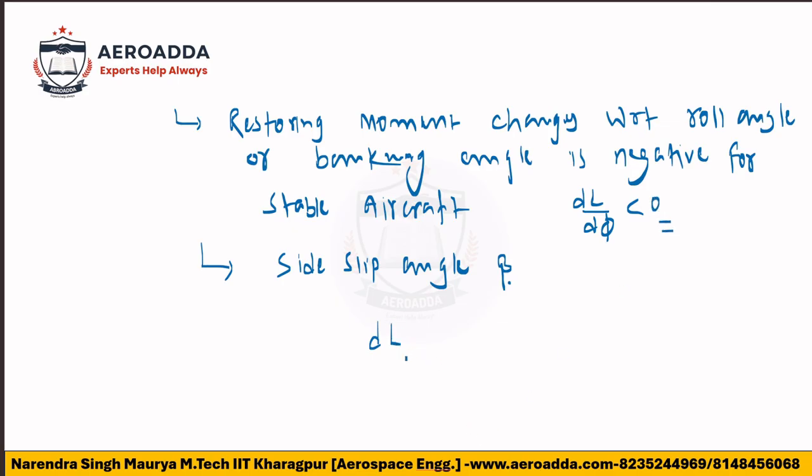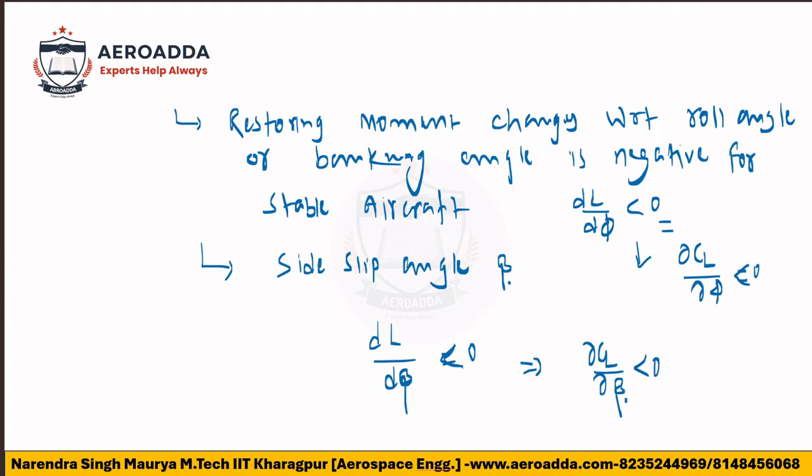Okay, and dL by d beta is also sometimes defined, which should be less than 0. That means negative. Always remember, this is the type of question they ask. So this, what they can write, you can also write as ∂Cl/∂phi less than 0. And this one can also be written as ∂Cl/∂beta less than 0.